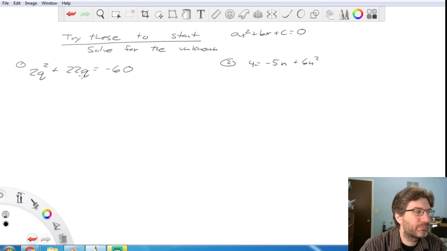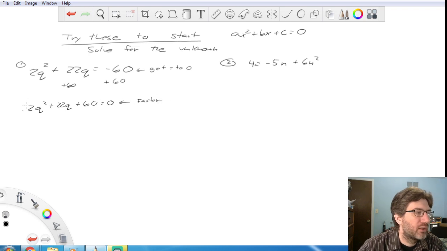Looking at number 1 here, your first step is to get this negative 60 on this side so it equals 0. So I'm going to add 60 to both sides. And again, this is not a term I can combine with these because they are not like terms. So this is going to become 2q squared plus 22q plus 60 equals 0. Now it's in the form that I like. So I got it equal to 0. Now I'm going to factor it. We can write our steps down. Get equal to 0. And now we're just going to factor it.